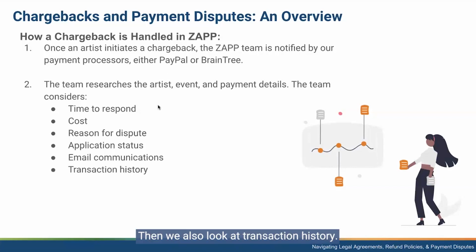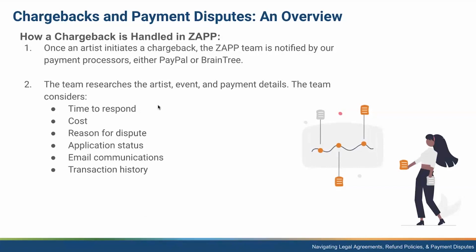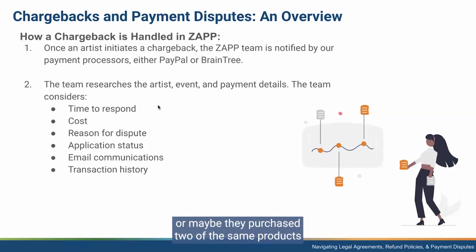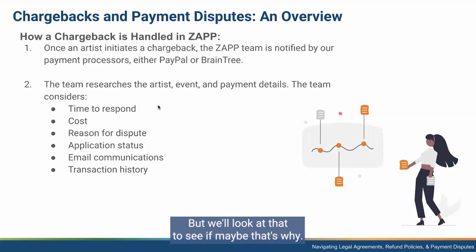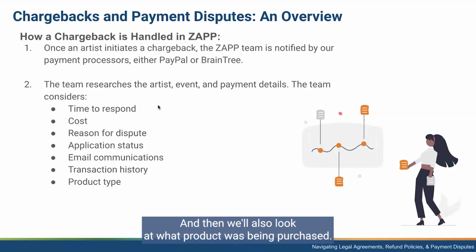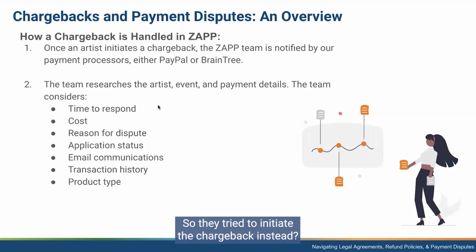Then we also look at transaction history. This is related a lot to those fraud chargeback reasons, because if we see that they had made other purchases, that tells us that it's likely not a one-off fraudulent charge, or maybe they purchased two of the same products and they really just needed a refund on one of those products. Instead of initiating the chargeback, they could have just gotten a refund, but we'll look at that to see if maybe that's why. And then we'll also look at what product was being purchased. Was it an application fee that maybe they're just unhappy they didn't get invited? Or was it a booth fee or something else that maybe needed to be refunded, or they couldn't participate in the event and couldn't get a refund, so they tried to initiate the chargeback instead.